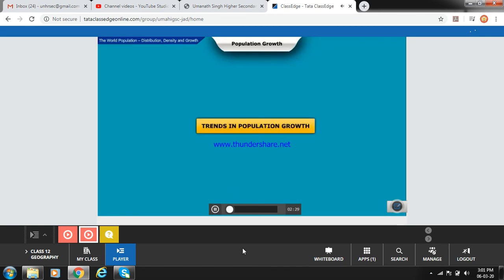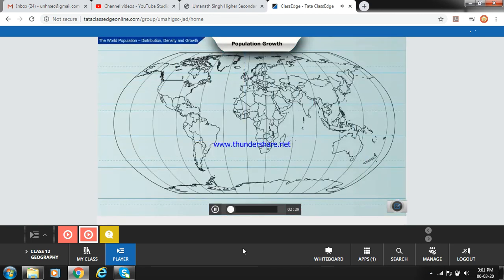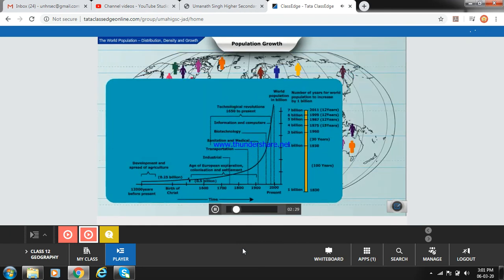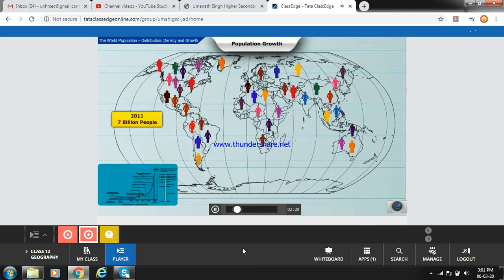Trends in population growth. Now, we will study the trends of population growth. It took about hundreds of thousands of years for the world population to grow to 1 billion, and in just another 200 years or so, it grew sevenfold. In 2011, global population reached 7 billion, and it was projected to climb to over 9 billion by 2050.